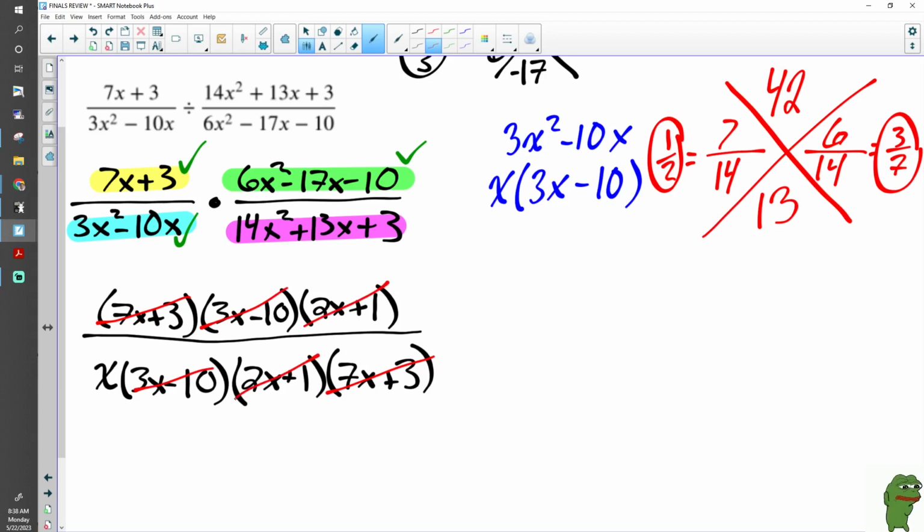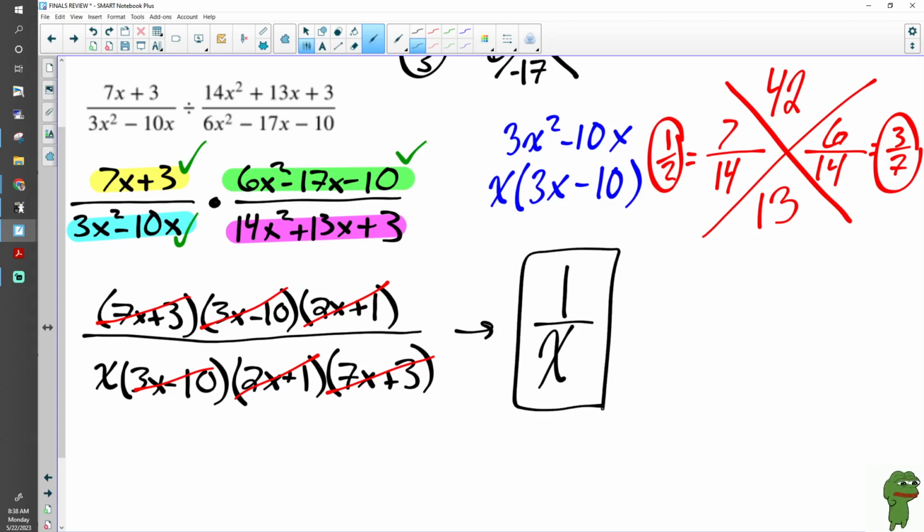The only thing left in this entire problem is the x, and where is it? It's at the bottom. So what's going to go on top? A 1. Your answer is 1 over x. That is your last topic on the final. Rational expressions.